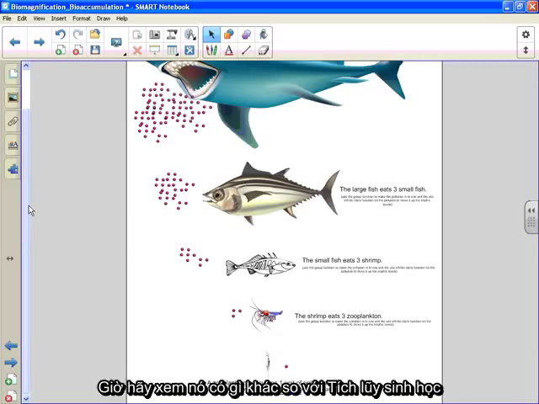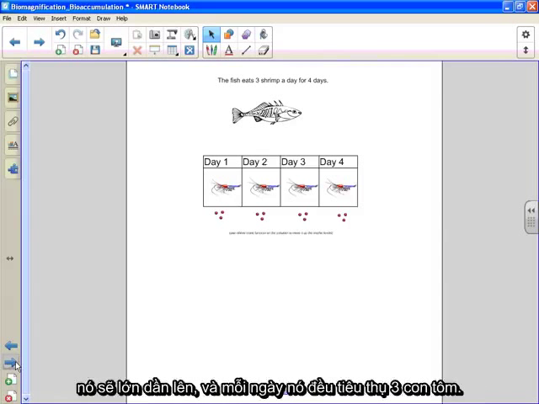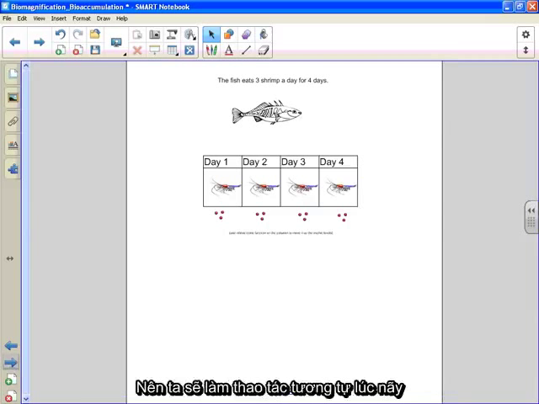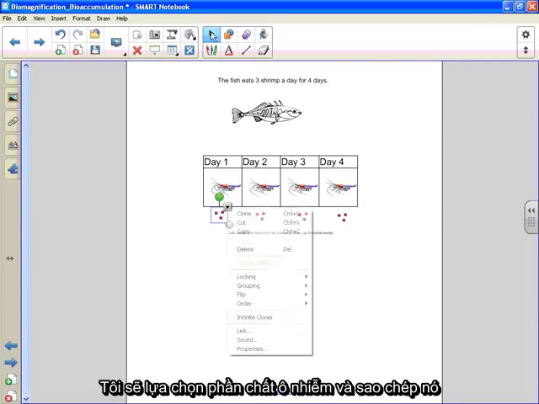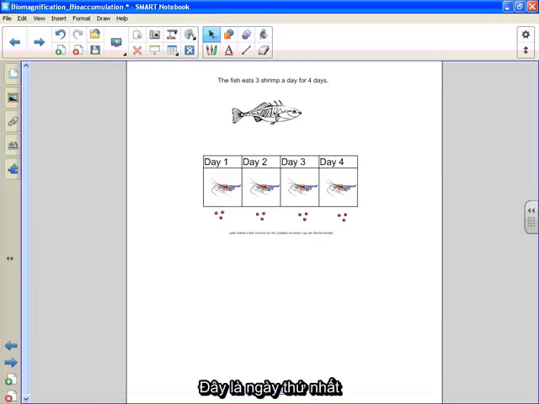Now, let's look at, well, how's that different than bioaccumulation? Well, when we look at bioaccumulation, we'll kind of look at one little fish that's going to age. It's going to get older. And each day, it's going to consume 3 shrimp. So we're going to do the same thing. I'm going to select the little pollution, and I'm going to clone it. And this is going to be day 1. Let's move it. It moved it there.